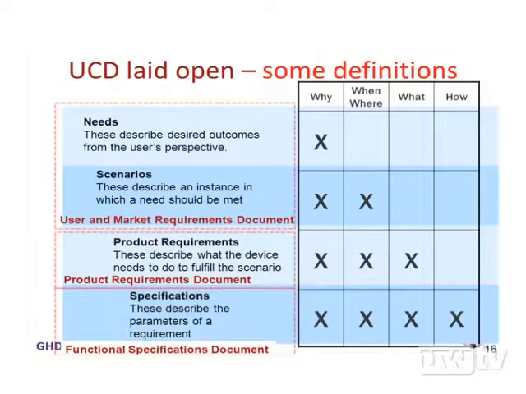Okay, some definitions. Let me take a step back. So you have needs, which describe the desired outcomes from the user's perspective. And then scenarios, and when I use this term, I'm trying to say that these are the instances where that need could be met, or should be met. And then I'm going to talk about product requirements, which really describe what the device needs to do in order to fulfill that particular scenario. And then finally, specifications, which describe the parameters of a particular requirement. And that will get clearer later.